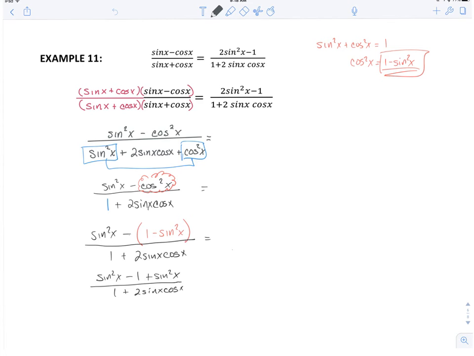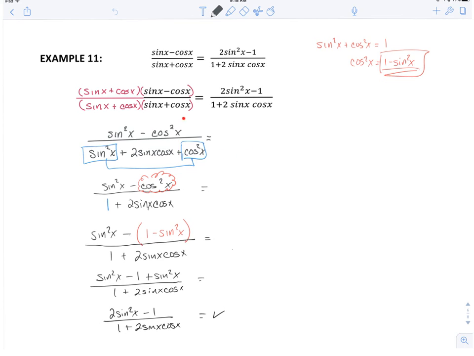And then of course the last step is grouping our like terms, sine squared and sine squared, which are going to make 2 sine squareds, and 2 sine squareds minus a 1 all over 1 plus 2 sine x cosine x. And that, of course, is the same as what we had on the right side, which means we're finished.